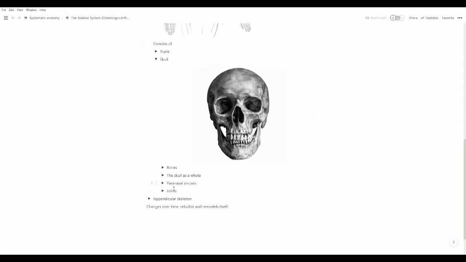Next, we're going to be talking about something called the paranasal sinuses, and I'll explain what that is when we get there, because it's a little bit complicated. Lastly, we'll be talking about the joints of the skull, which happens to be much easier than the skull as a whole and the sinuses. So very simple stuff. Let's get started.